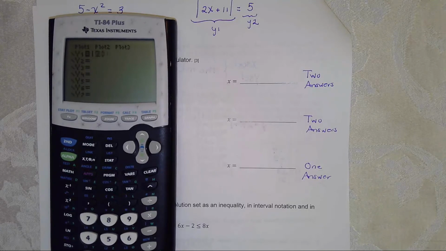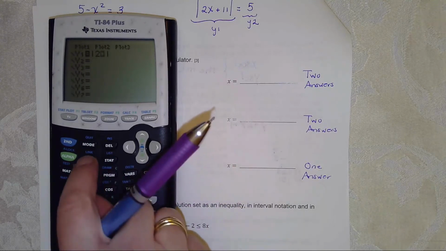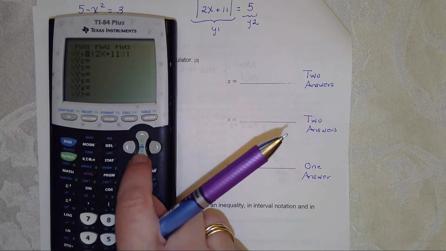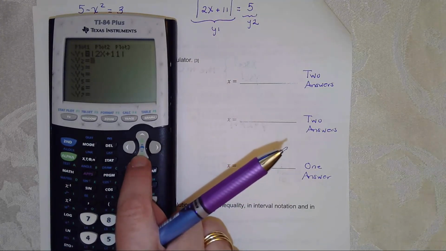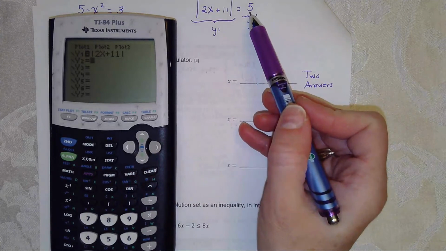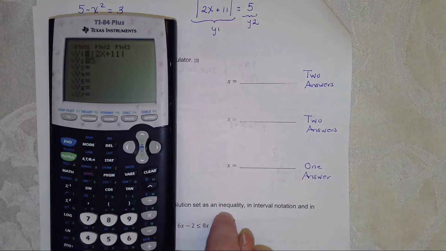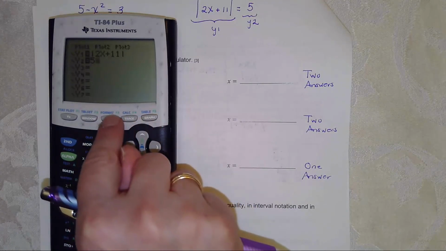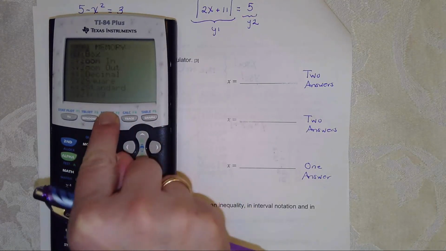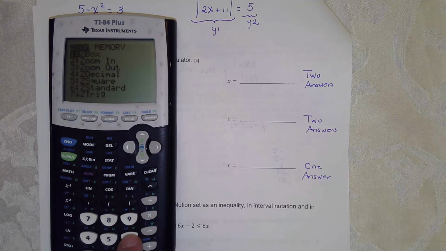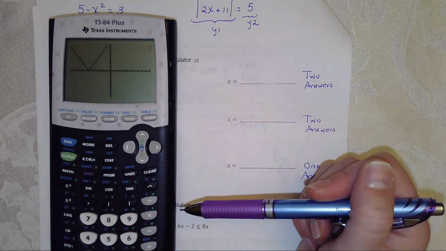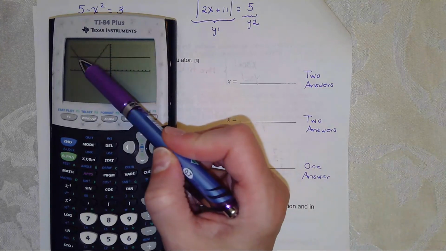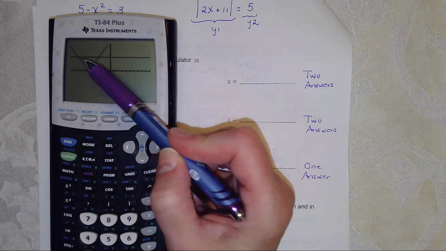So 2, there's my x, plus 11. I'm going to downward arrow, and then my other side into y2, I'm going to put 5. And then it's already in zoom standard, but I'm just going to get in that practice. Zoom 6, and there's my graph. So do you see it intersects at 2 places?